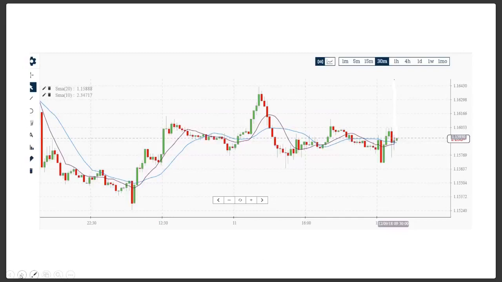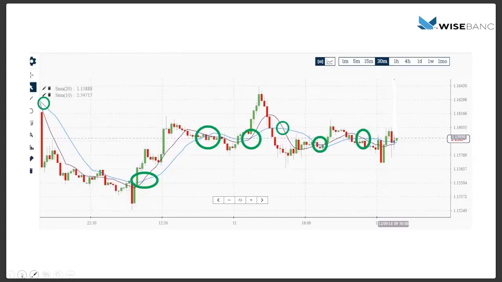Again, this is the euro dollar, on a chart I took yesterday. It's on a 30-minute, as you can see. All right, so remember, the 10 is the purple, the 20 is the blue. Let's have a look. Crosses below, downtrend. Crosses above, uptrend. Crosses below, downtrend. Crosses above, uptrend. Crosses below, downtrend.